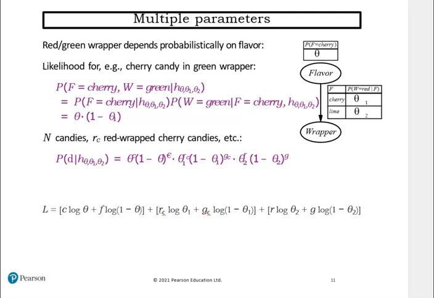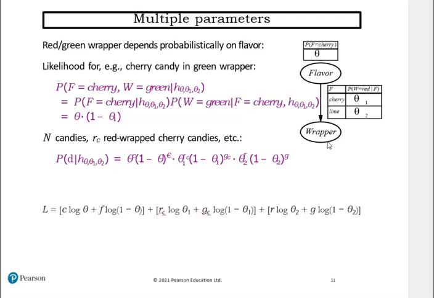But what we're told is that the wrapper for each candy is selected probabilistically according to some unknown conditional distribution depending on the flavor. So it's not deterministic. It's not that every cherry candy will have a red wrapper. It's probabilistic, based on some unknown distributions that we don't know. Now, in that case, the model will have to change. The Bayesian network will have to change. So we can observe the wrapper.